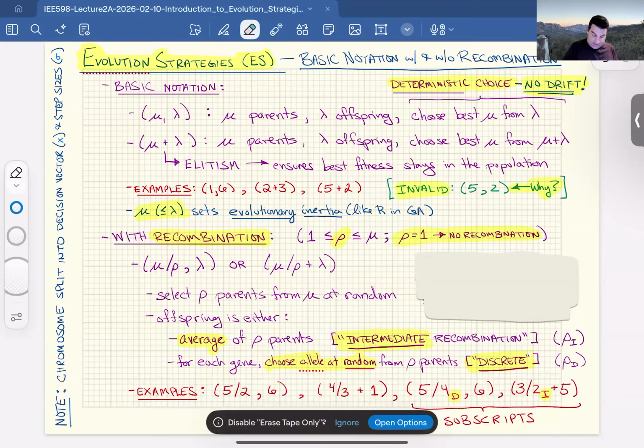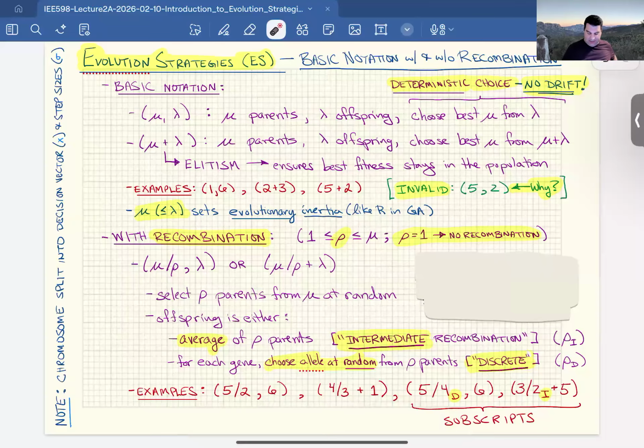So examples down here, 5/2, 6, meaning we started out with 5 parents. For each one of these 6 offspring, we chose 2 parents at random. And if they don't give us any other information, we can maybe assume intermediate recombination, which means we're going to take those 2 randomly selected parents and average them together. They're just real valued chromosomes, don't forget. And that will produce an average real valued chromosome, which will be one of these 6 offspring.